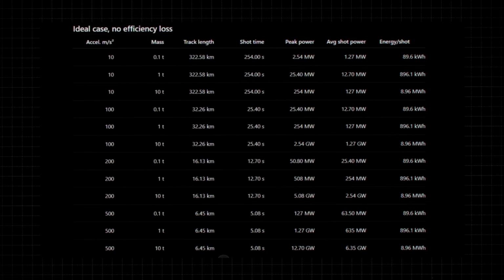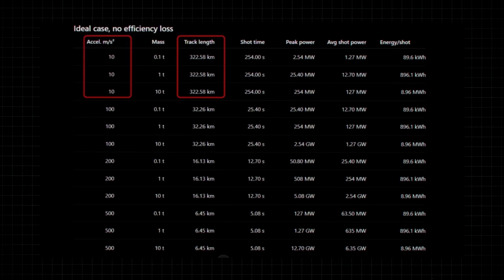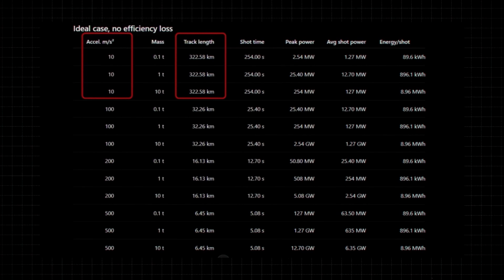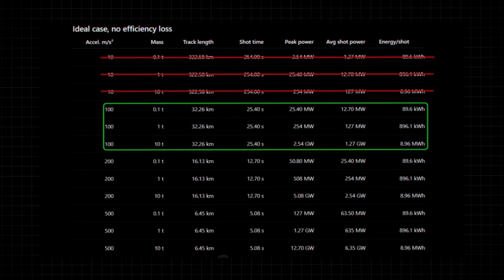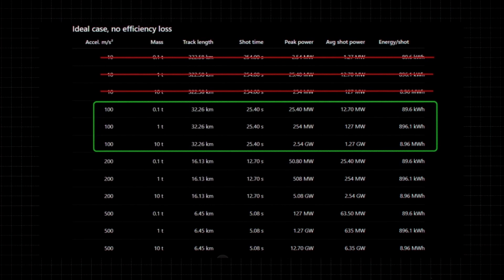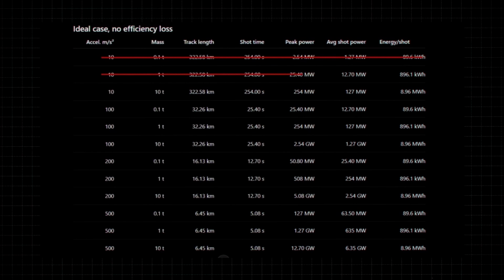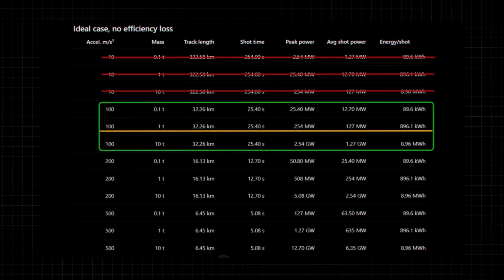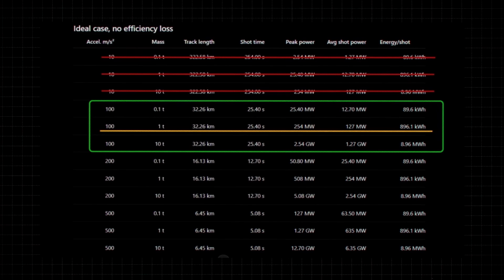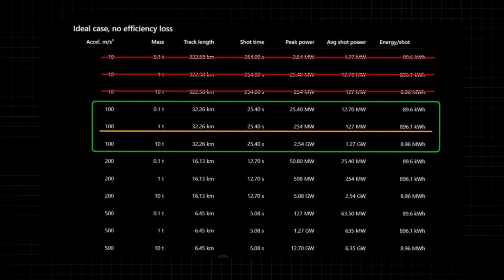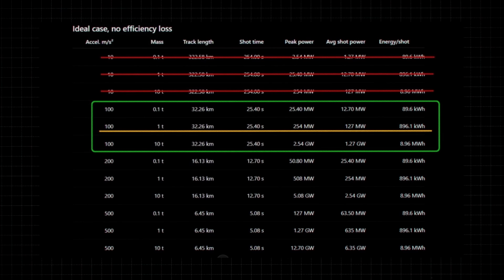The first thing that stands out is the insane length requirements of the 1G cases. At over 322 kilometers, we can basically ignore them on the grounds of being unrealistic and just look at the more palatable 10G 32 kilometer case. Though these have higher power requirements, as you can see, peak power is in the gigawatt range for 10 tons, hundreds of megawatt range for 1 ton, and tens of megawatts for hundreds of kilograms. 254 megawatts of peak power for 1 ton at 100 meters a second acceleration isn't that bad.